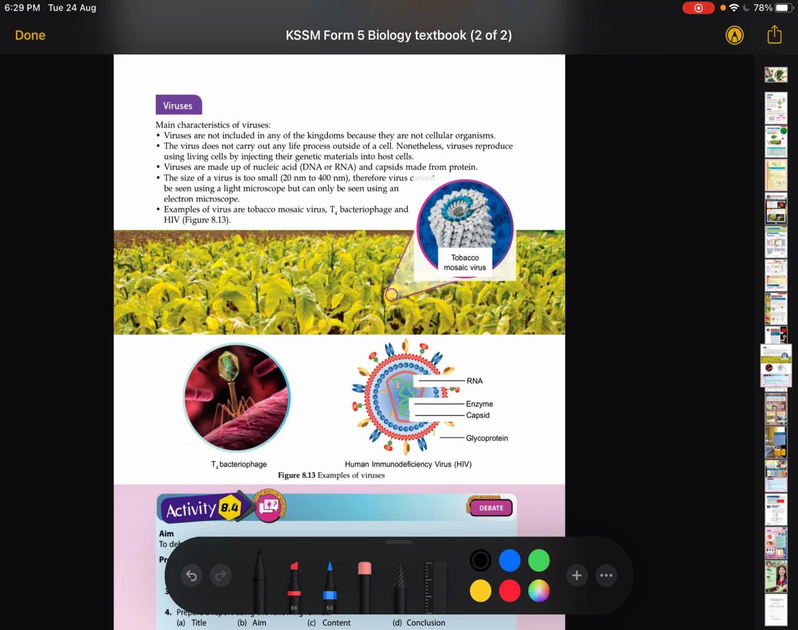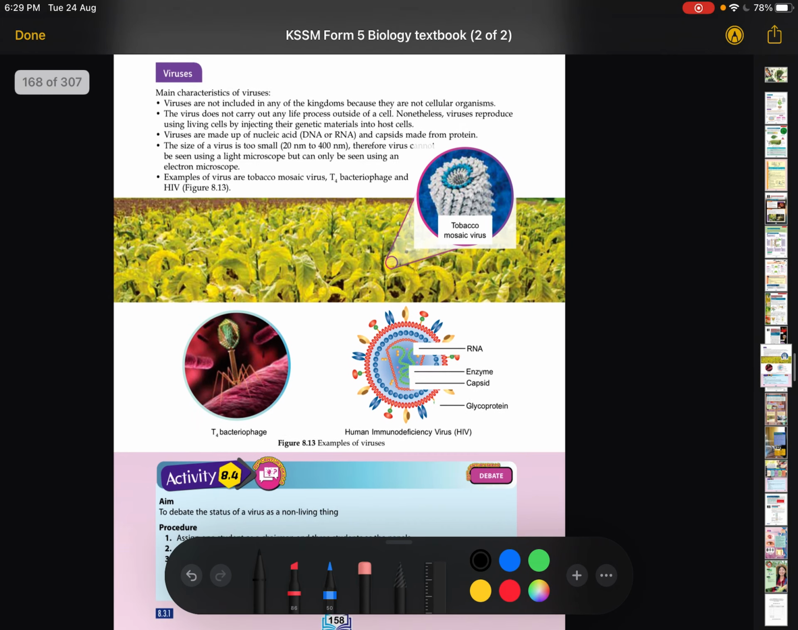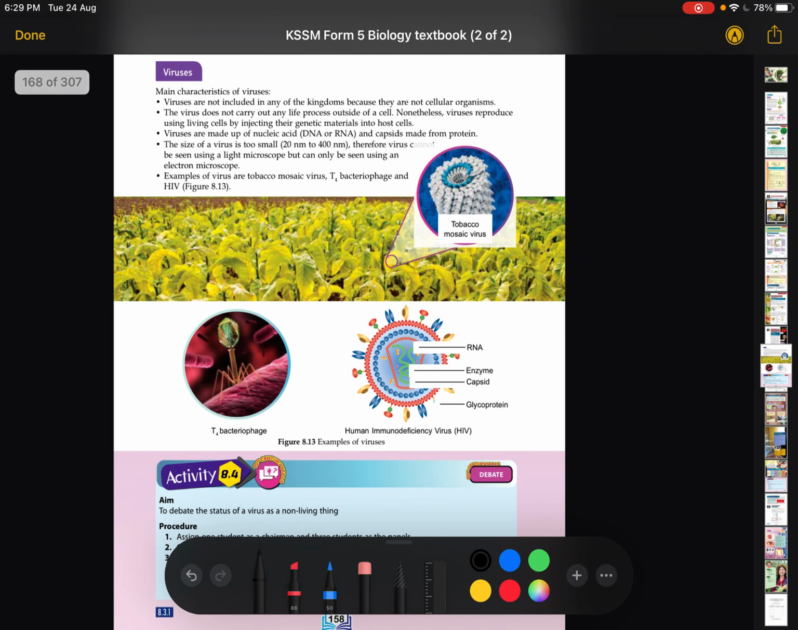Basically viruses cannot reproduce. They cannot excrete waste. I think they cannot breathe. But once they actually find a host, they can duplicate through that host. That's really scary. Because of that characteristic, they are not living things.